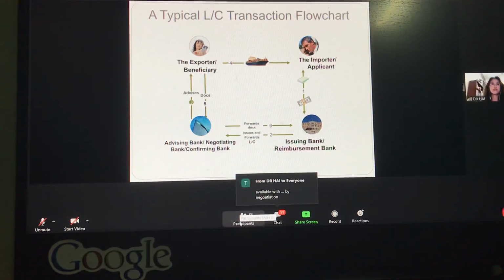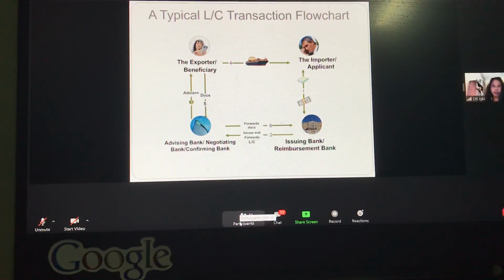Okay, look at this, the terms I just sent to you. Available with ... by negotiation. Oh, sorry, negotiation is a spelling mistake. Okay, available with ... by negotiation. With a bank that appears after the word with: is that the nominated bank or the negotiating bank? Now I add a bank, sorry, I add a bank just after with.